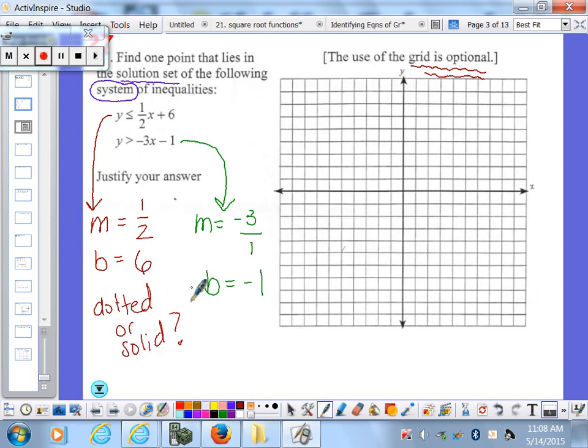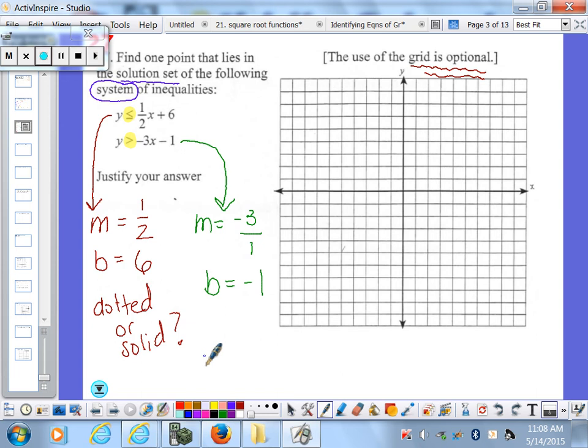Okay, for both of these, when you decide whether it's dotted or solid, you should be looking at the inequality sign. Okay, and you need to think about which one is which. And you have another decision you need to make after you connect your points with the dotted or solid line.